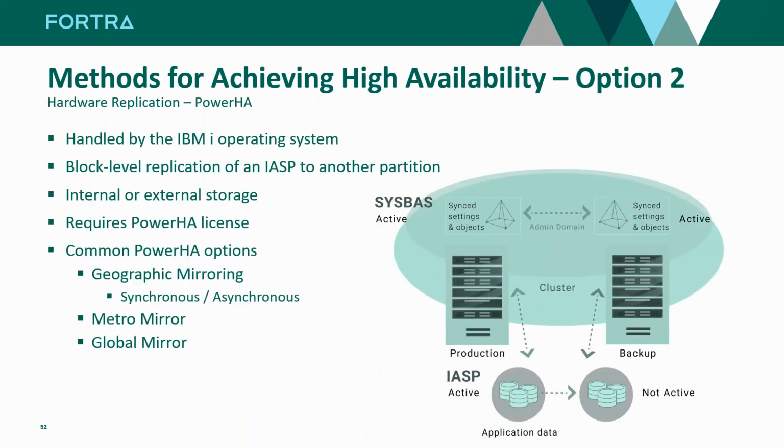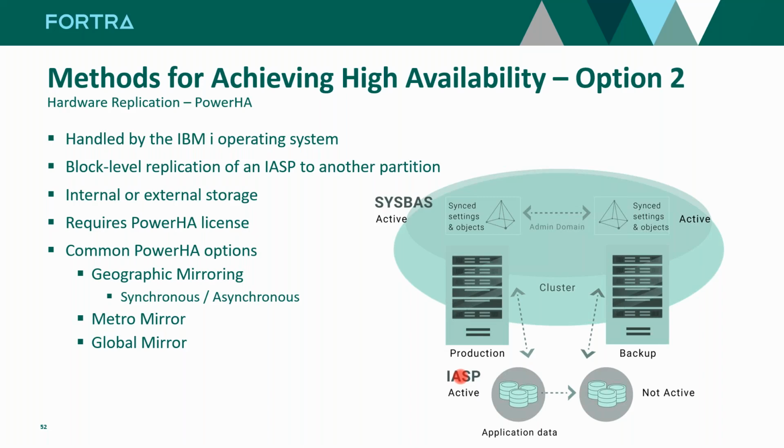So now, we can see there are other methods that don't rely on journaling, like PowerHA, which is basically hardware replication. And one important thing is that it's handled by the IBM i operating system. And remember one of the acronyms that we talked about, ASP. Well, here you need an independent ASP that your data resides on, and that data from the independent ASP is replicated to another partition. So this is the way that PowerHA works.